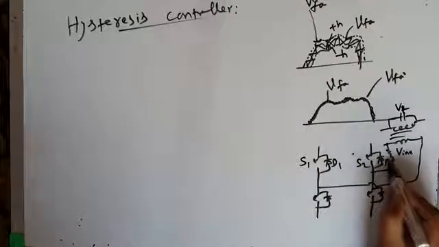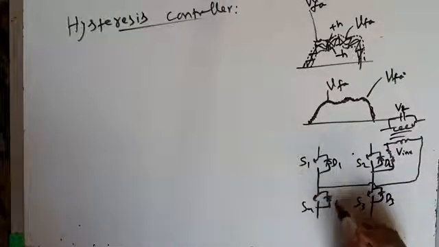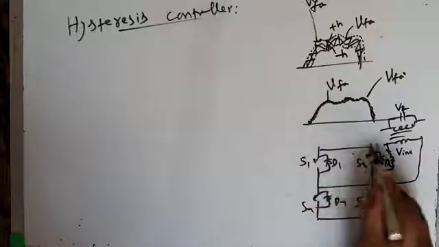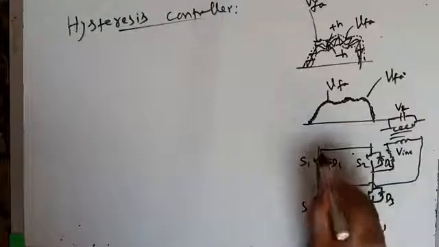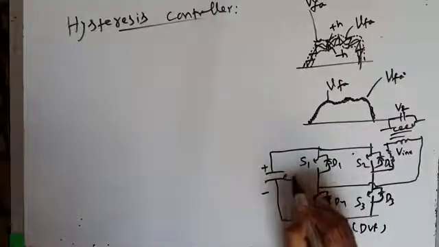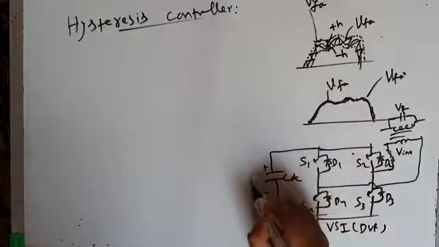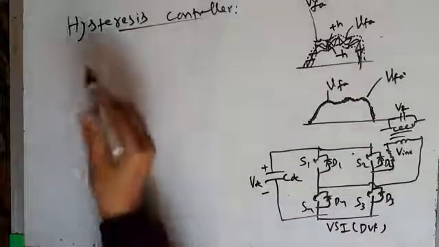S2 D2, S3 D3, S4 D4. This is your inverter, voltage source inverter, which is nothing but a DVR, dynamic voltage restorer. इसकी ये DC बस है. मैं एक फेज का दिखा रहा हूँ, same is true for other phases. This is DC bus capacitor and this is DC bus voltage. Okay, the logic is like this.